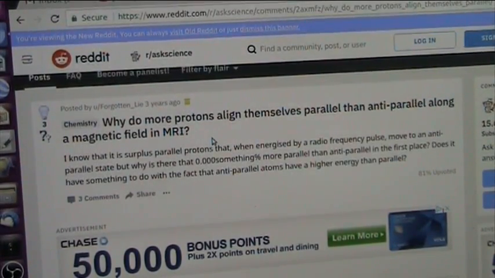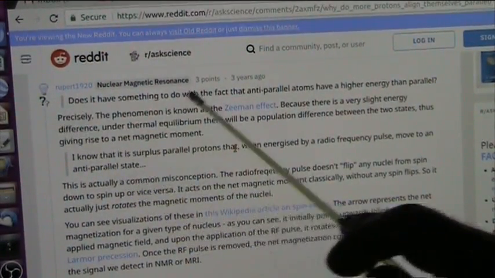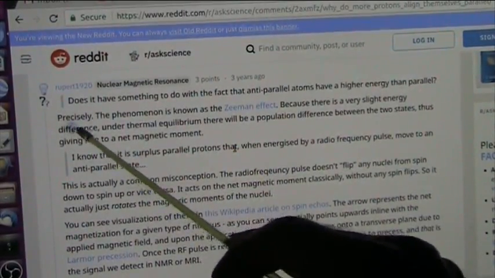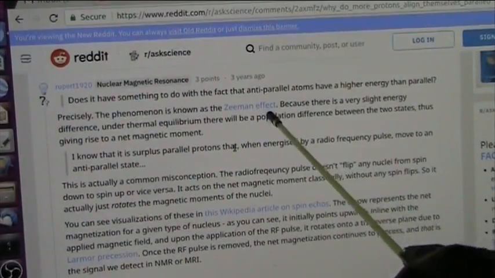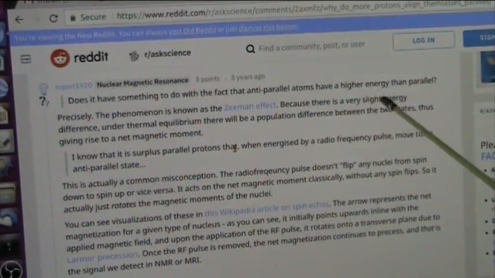Let's see why. And it goes on here, and this guy, Rupert1920, had it dead nuts. He is exactly correct. He says, is it because of a higher energy state? Yes, absolutely, precisely. He says the phenomenon is known as the Zeeman effect. And I looked into it, and I believe he's exactly correct, because there is a very slight energy difference. Now, that is where I come in.